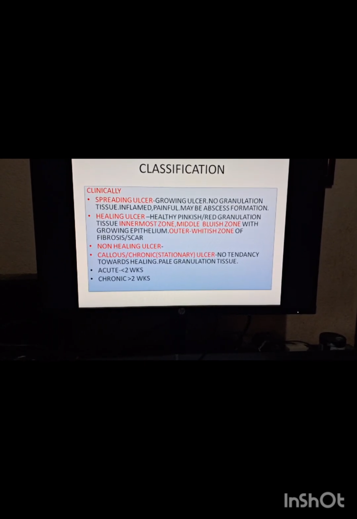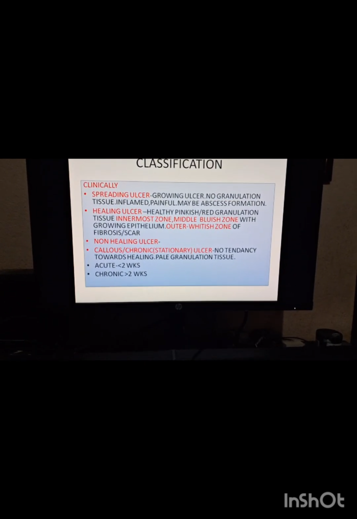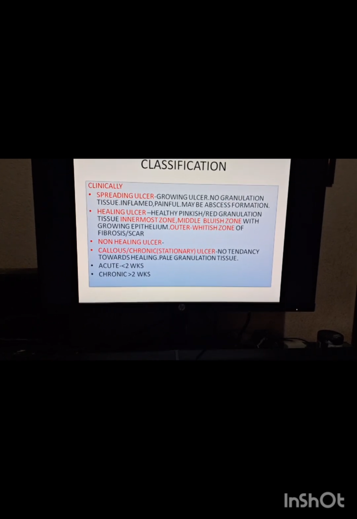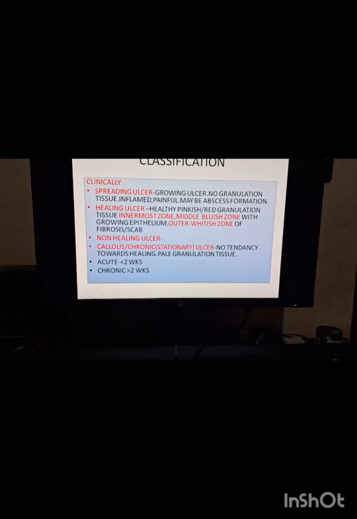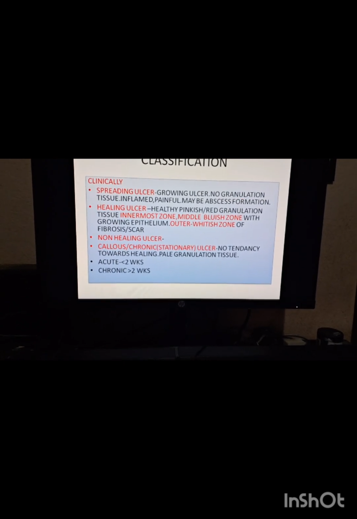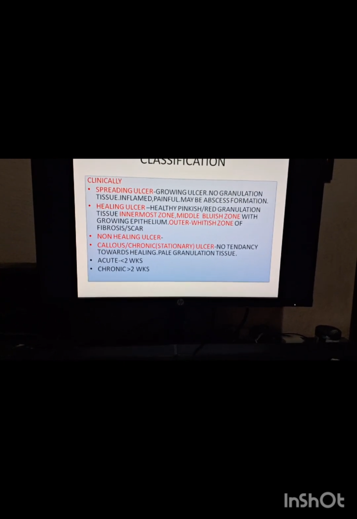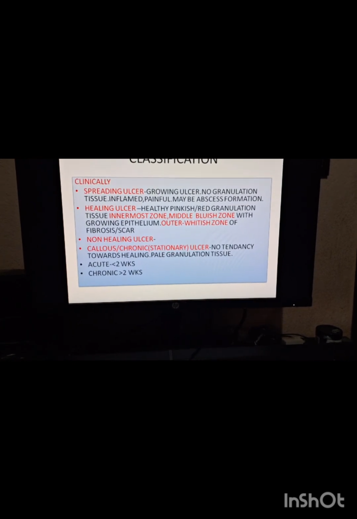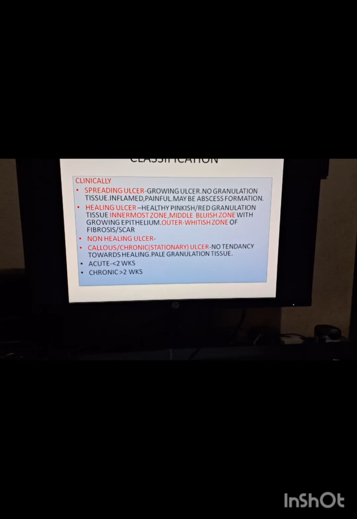And second is healing ulcer. Healing ulcer means the ulcer is going towards healing, যে আলসারটা আস্তে আস্তে শুকিয়ে আসছে বা ঠিক হয়ে আসছে. Typical features of healing ulcer: healthy pinkish red granulation tissue is there in the innermost zone. Healing ulcer has three zones: the innermost zone containing healthy pinkish red granulation tissue, a middle bluish zone with growing epithelium, and an outer whitish zone of fibrosis and scar. These are the features of healing ulcer.